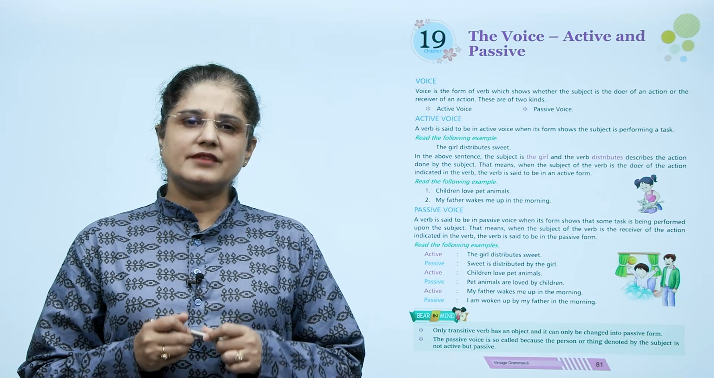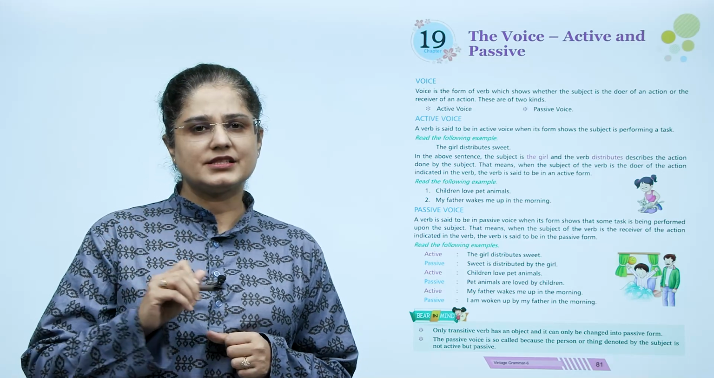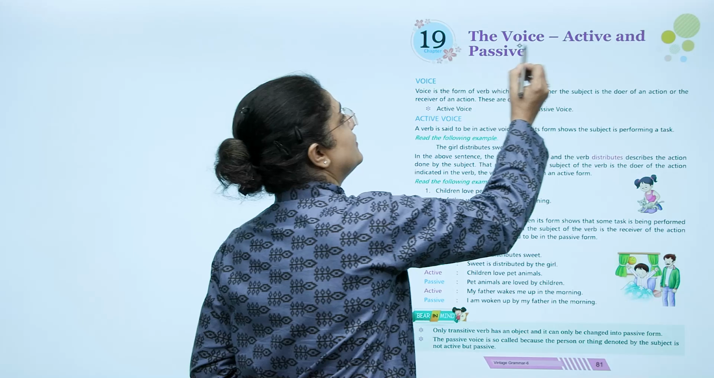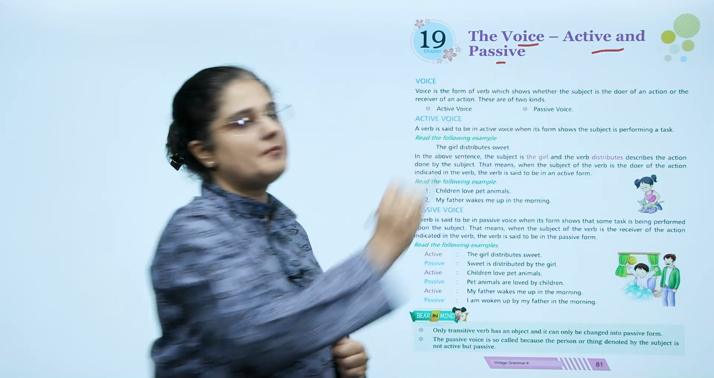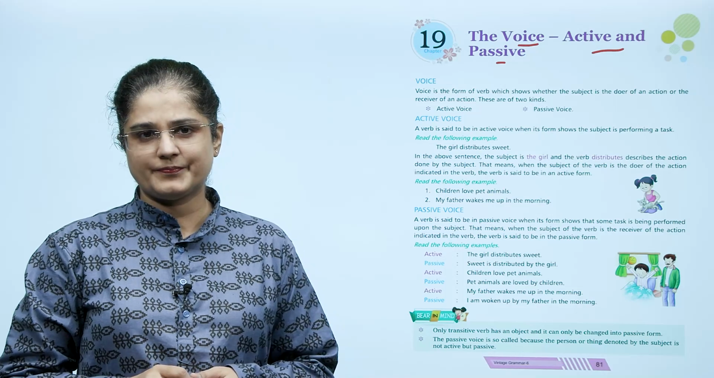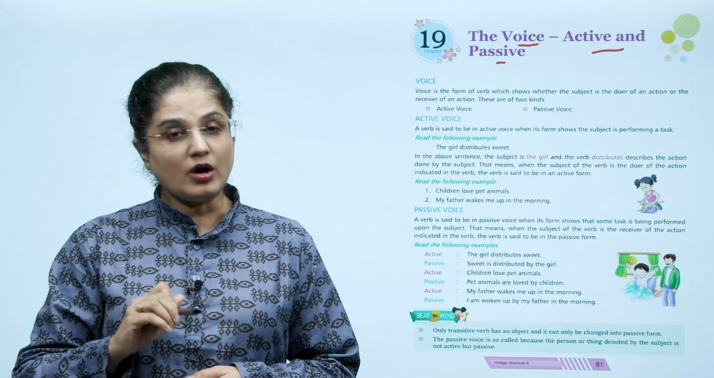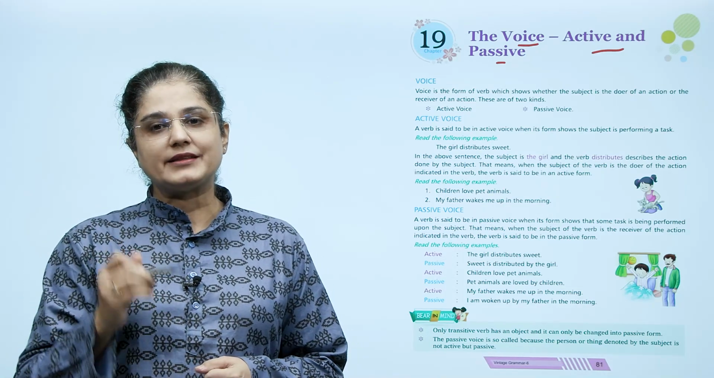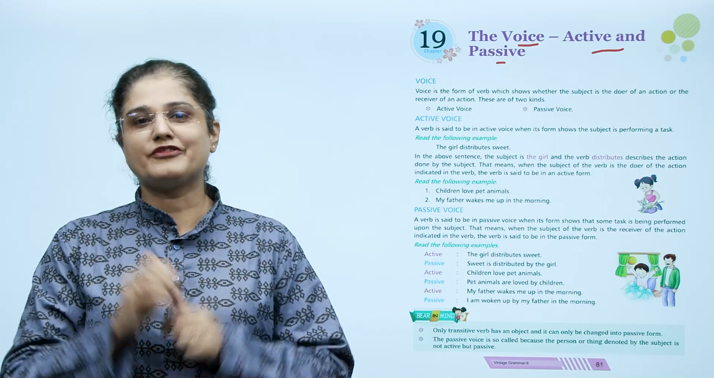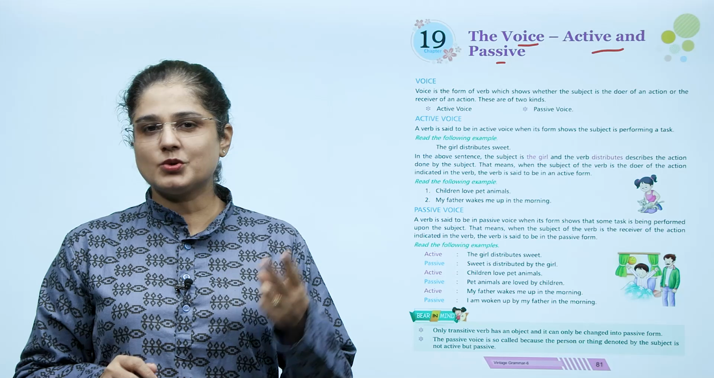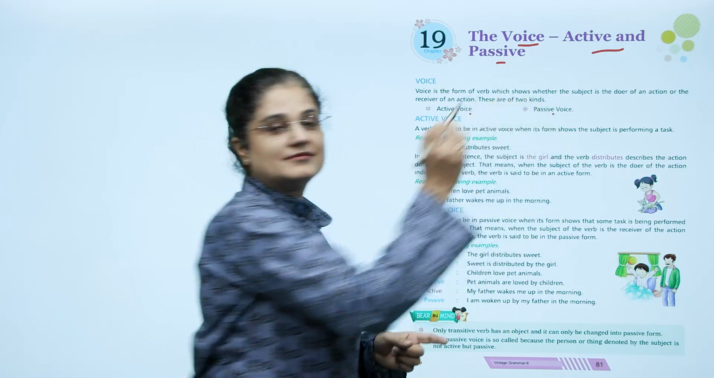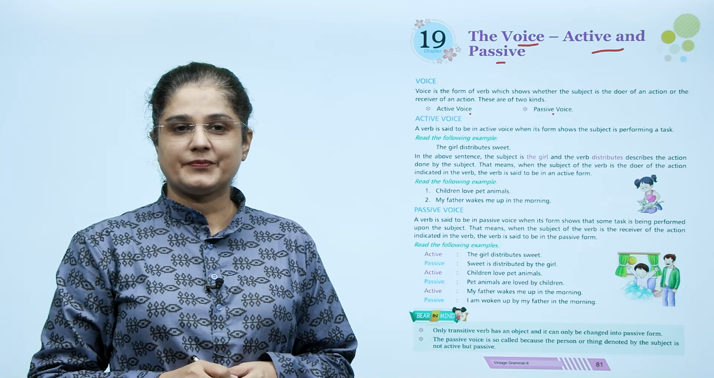Kids, today we will look at the active and passive voice of a sentence. The voice, active and passive. But what is a voice of a sentence? Voice is the form of verb which shows whether the subject is the doer of an action or the receiver of an action. So there are two kinds of voices, active voice and passive voice.